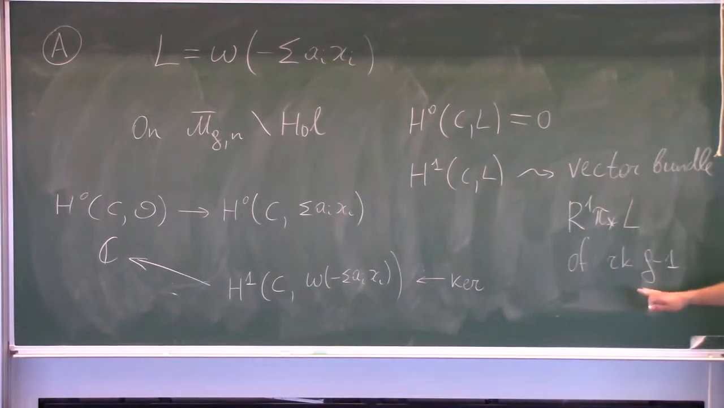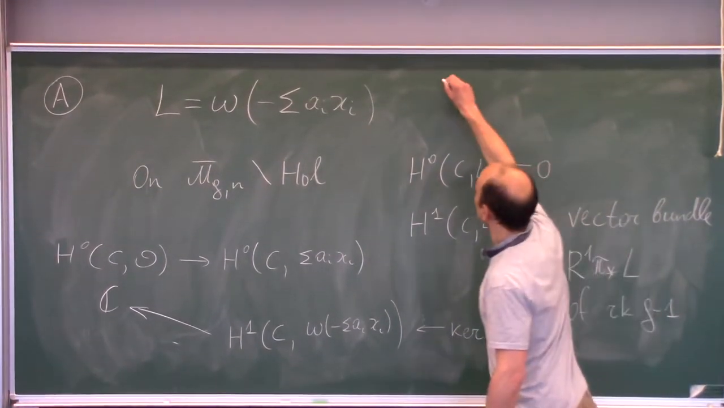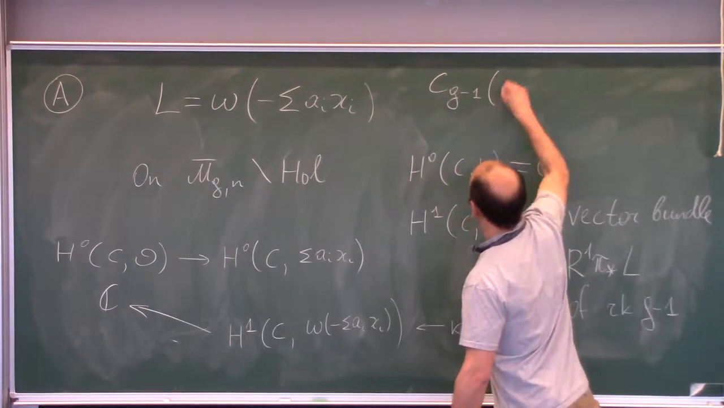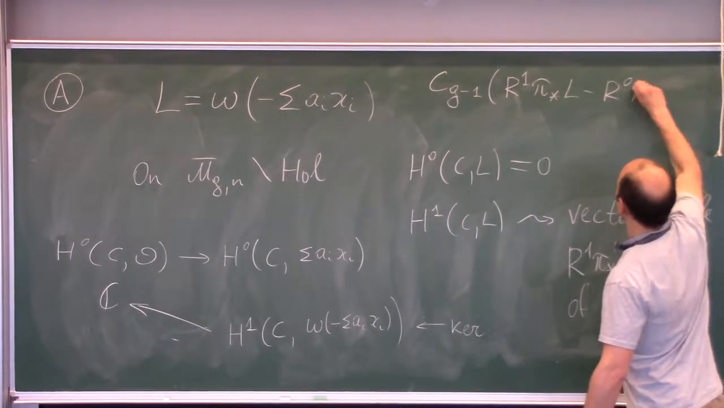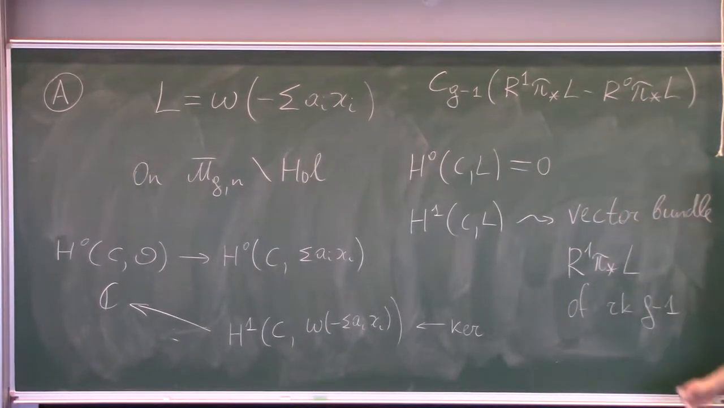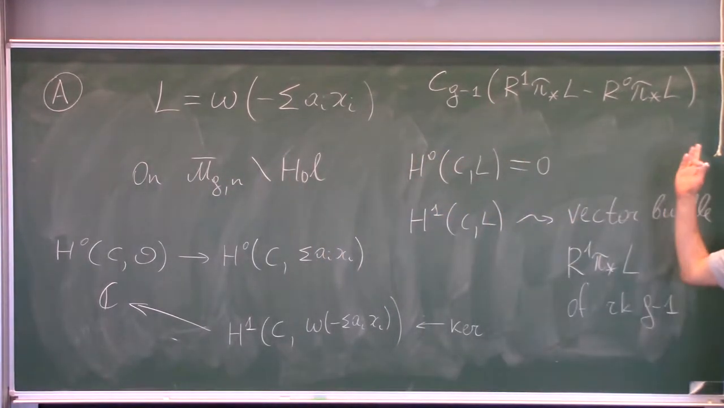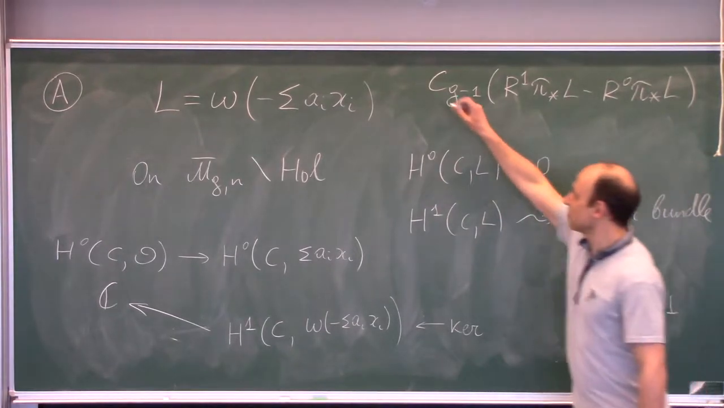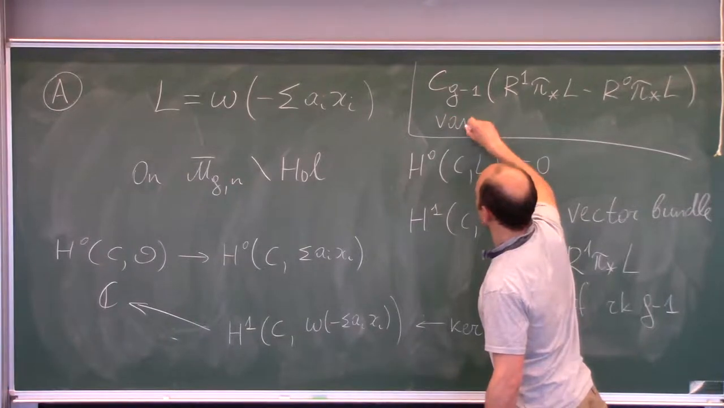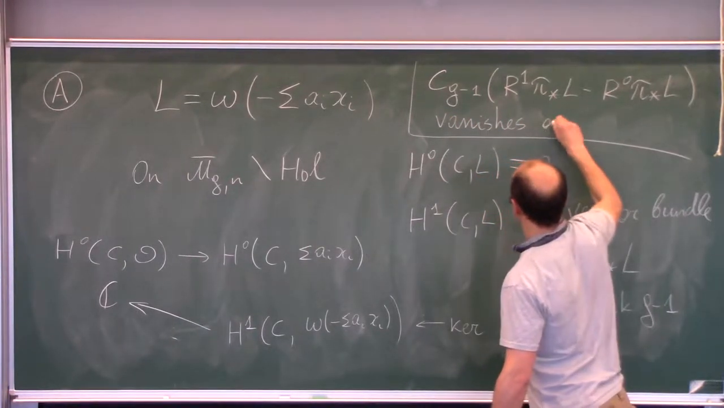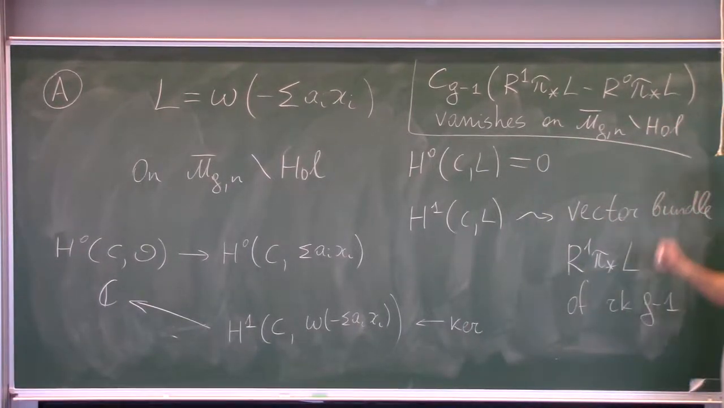So even though the vector bundle is of rank G minus 1, I can still take C_{G-1} of R1 pi star L minus R0 pi star L. And I see that on MGN bar minus the holomorphic locus, this Chern class vanishes.